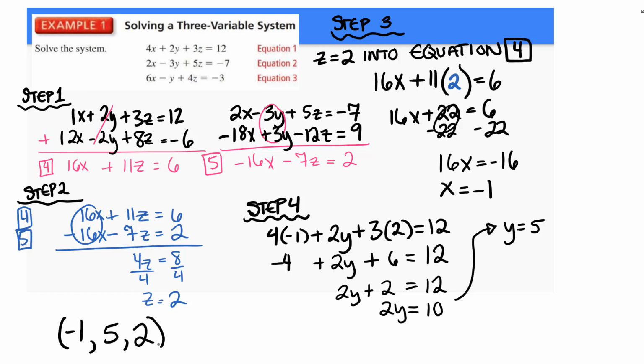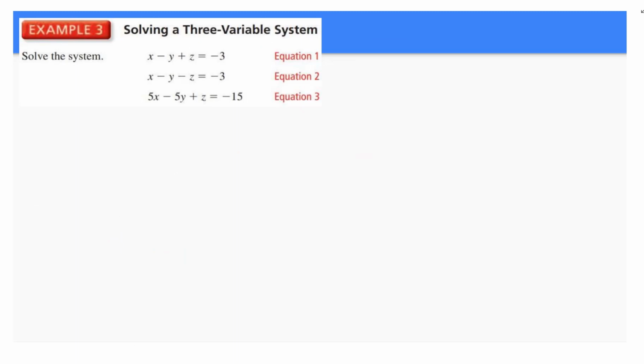x was -1, y was 5, and z was 2. Now, how would you know if this is truly your solution? Well, you could plug it in: -1 for x, 5 for y, and 2 for z. And it has to be true for all 3 in order for it to be the ordered triple solution for this example. Let's try another example.